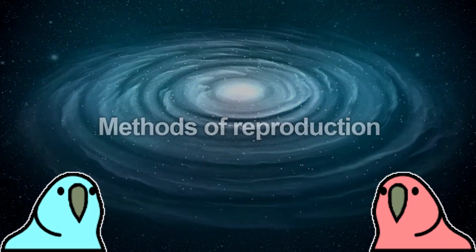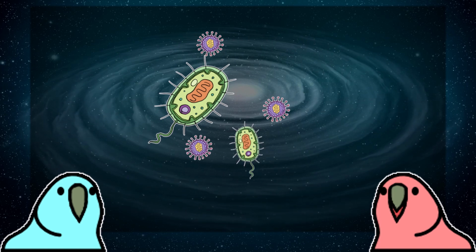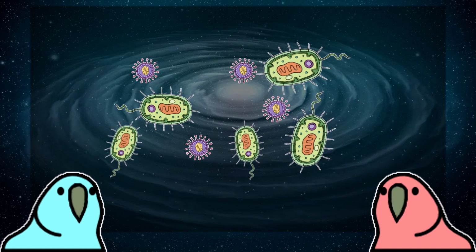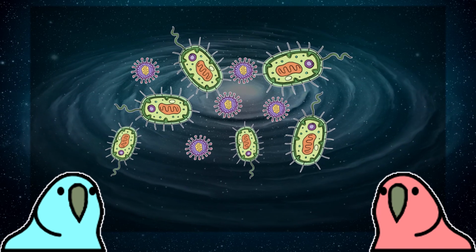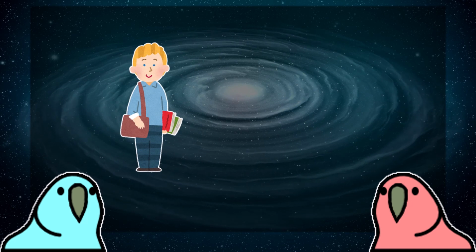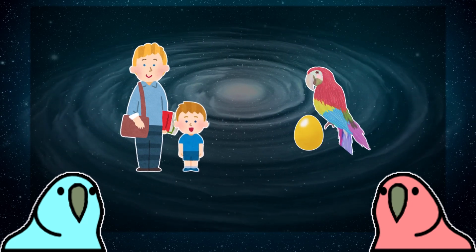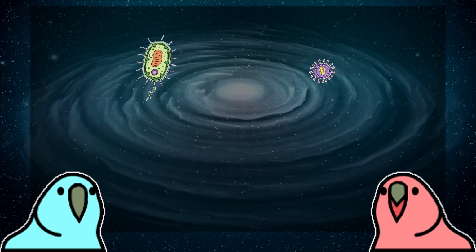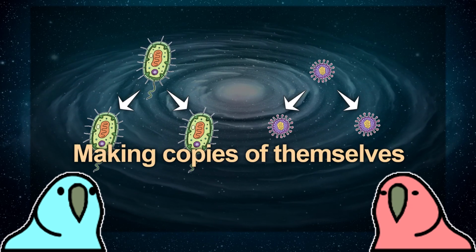Methods of reproduction? To put it simply, it's how they leave offspring. Because all living things will eventually reach the end of their lifespan, they need to leave offspring to reproduce as a species. For example, humans leave offspring by having children, and we parrots do so by laying eggs. That's true. And as for bacteria and viruses, they reproduce by making copies of themselves.